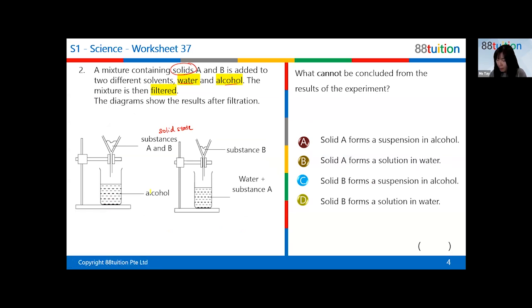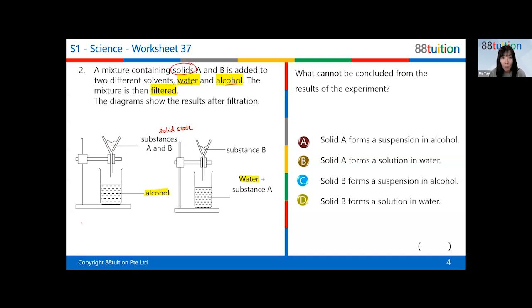So let me highlight this. So I have alcohol and then I have water. Now, the mixture is then filtered. So for each of the solvents used, the mixture was filtered. And for the alcohol mixture here, the alcohol that's used as a solvent, I see that after filtration, A and B are stuck or trapped in the filter paper.